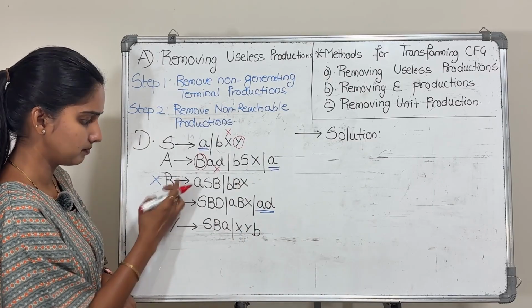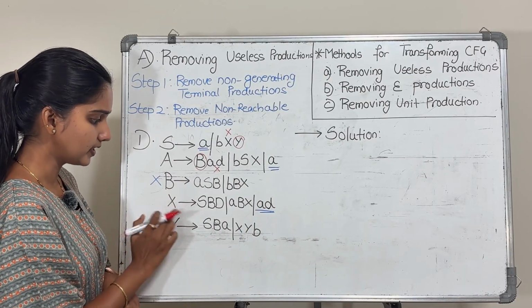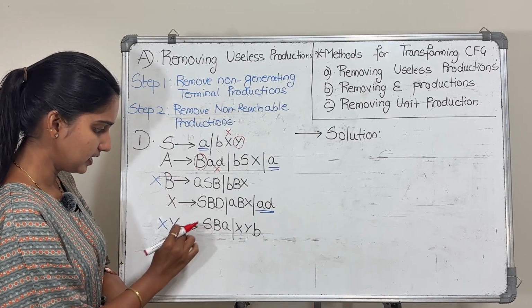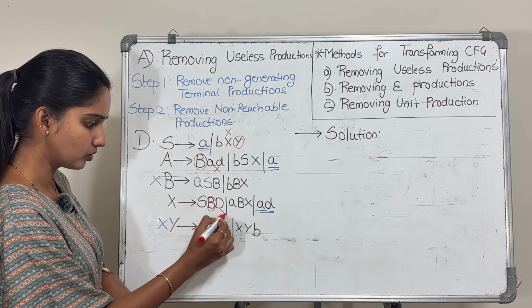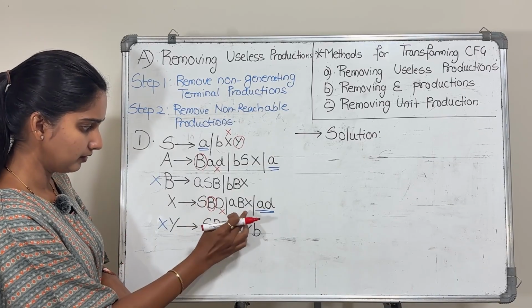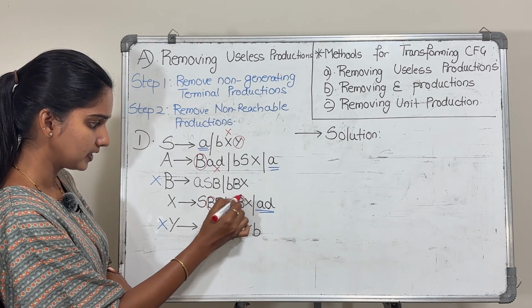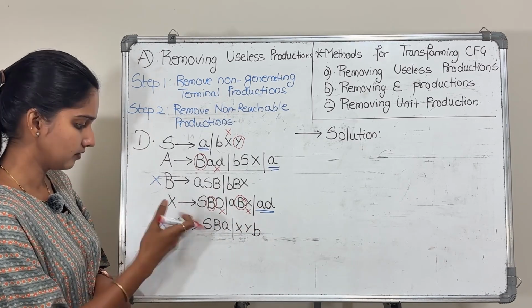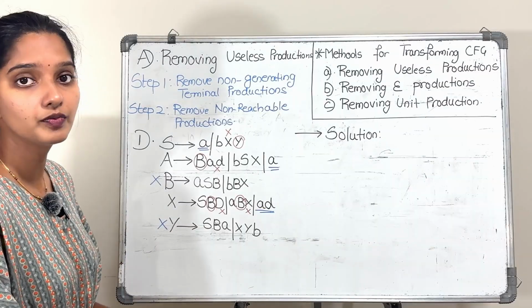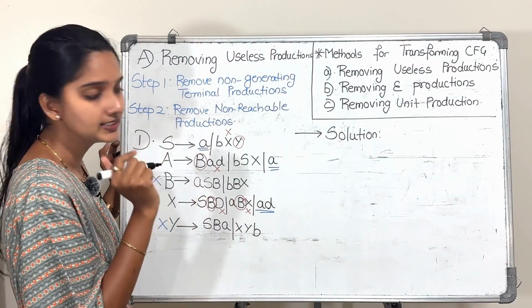Next is B, so we are not taking it. Next is X. X is giving me B and Y productions. Is it giving me B production? Yes, it is, so I'm not going to take this production. Similarly, for this production, is it having B? It is having B, so I'm not going to consider this production also. Next, Y also we are not taking. With this, we are done with step one.